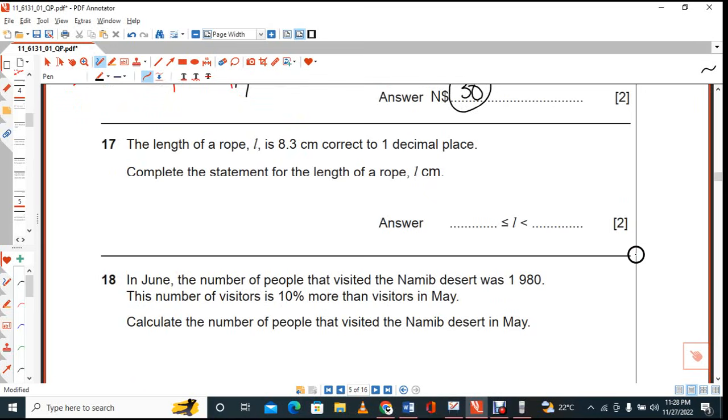The length of a rope L is 8.3 centimeters, correct to 1 decimal place. So with 1 decimal place, we know you're going to have 0.1. When you divide it by 2, you have 0.05, which you're going to add to this number. So the upper bound will be 8.35. And if you subtract 0.05 from 8.3, you're going to get 8.25. Okay, so the lower bound is a number that is smaller. So the length is between 8.25 and 8.35.